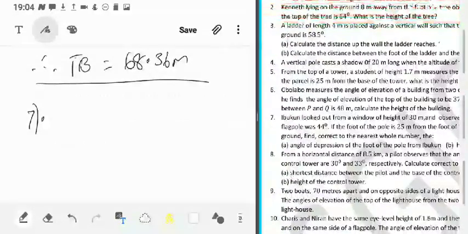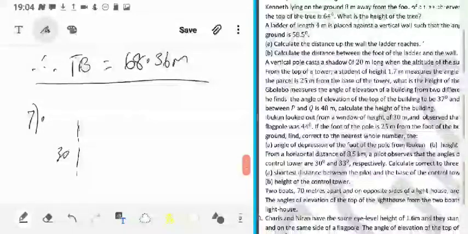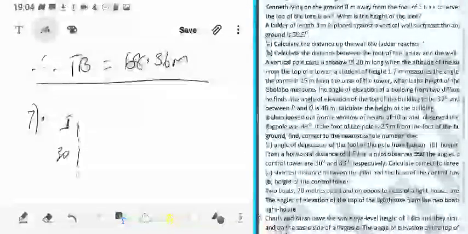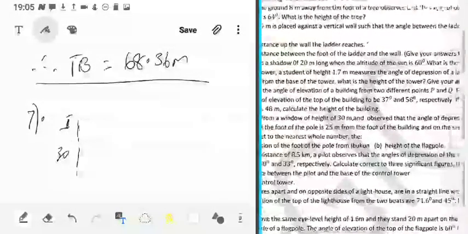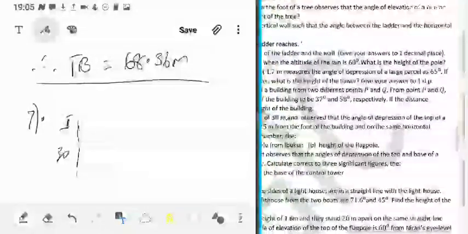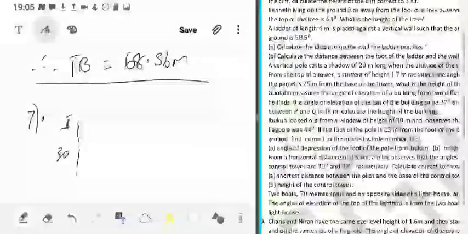Ibukun looked out from a window of height 30 meters. So let's see. Ibukun is looking out from a window of height 30 meters. So the height of the window is 30 meters. This is Ibukun I. Okay. So what else do we know? And observed that the angle of depression of the top of a flagpole was 44 degrees.